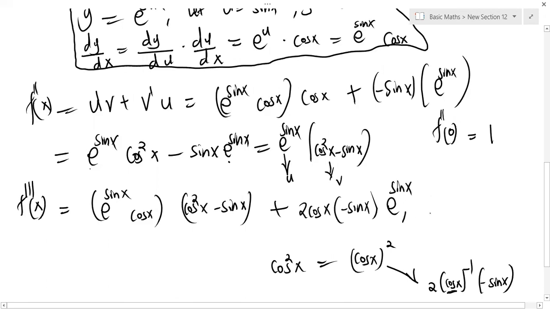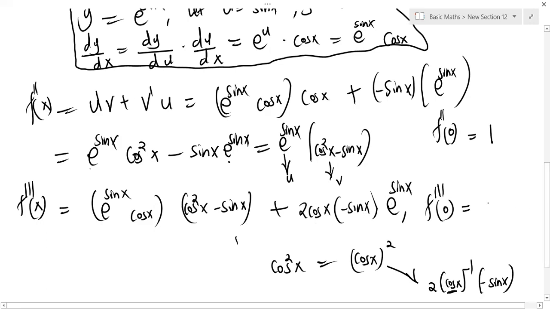So what is our f third prime of 0? Replacing with 0 where there's x. So 0, 0, that will give us 1. 0, this will give us 1. 1 minus 0 will give 1. So this gives 1 on this end. And then replacing with 0 here, we will just have 0 because sine of 0 is 0.